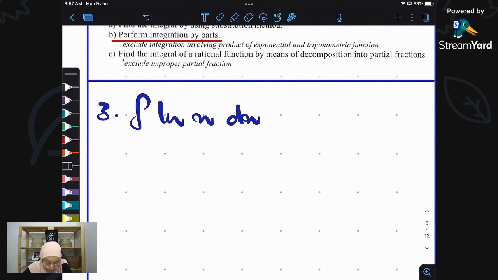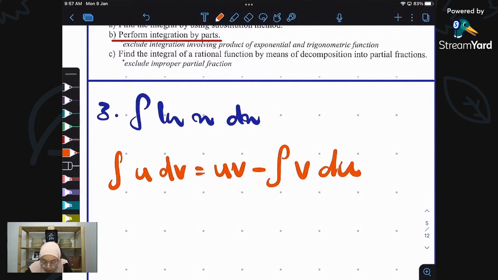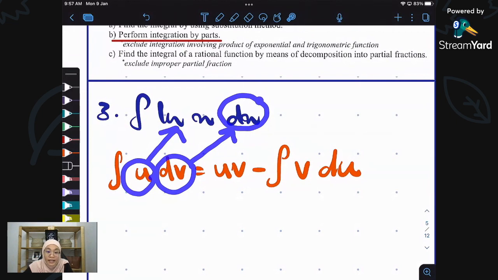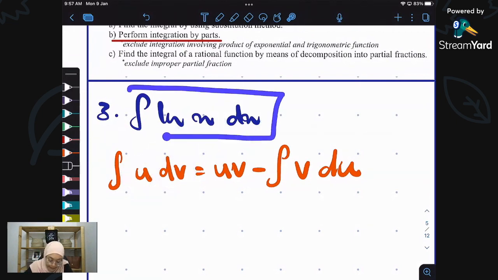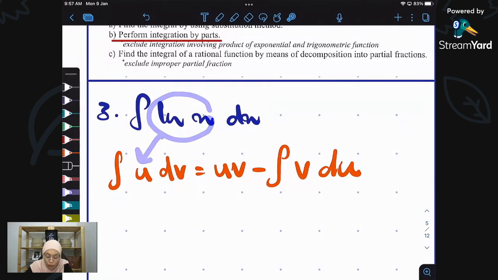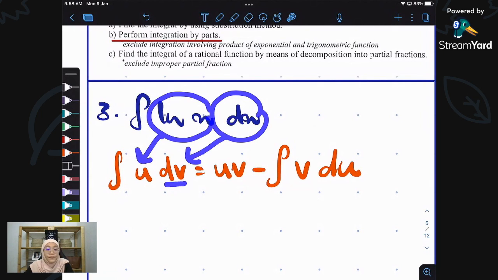By integration by parts. First of all, let's write out the formula. The integral of u dv equals uv minus the integral of v du. This formula must be memorized. Now let me tell you what is the u and what is the dv. The u here is the question, ln x, while the dv here is only dx. So the original question, we will change it into u as ln x, and we will change the dx into dv. That is our first step.